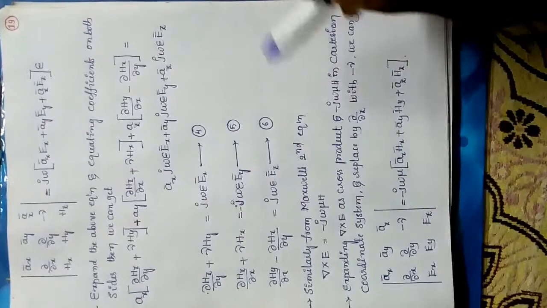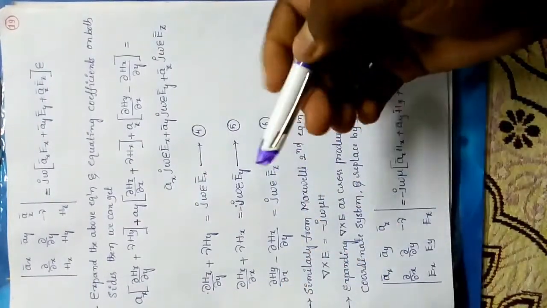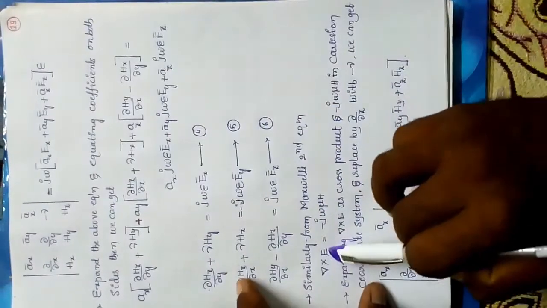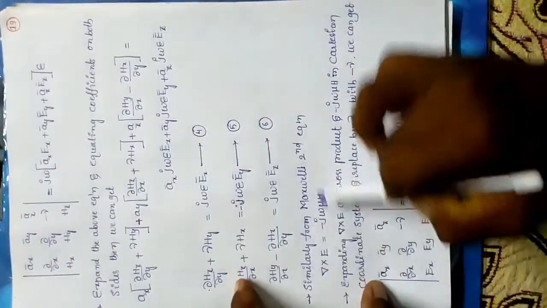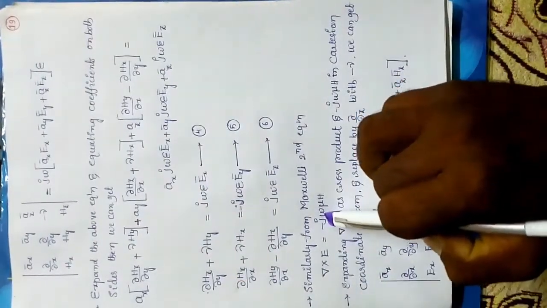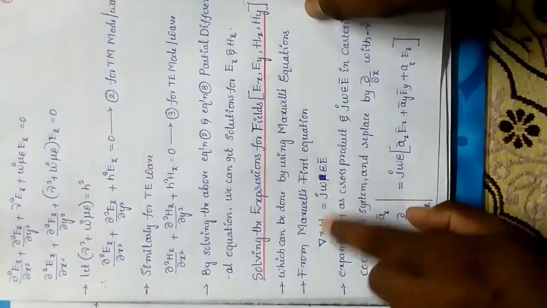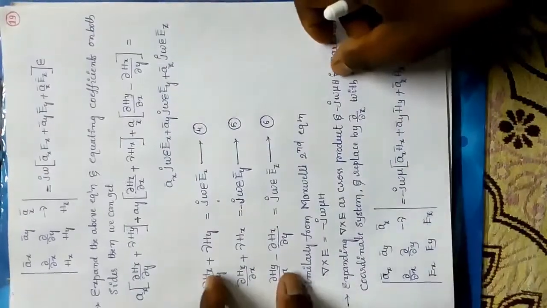Next, similarly, we are applying Maxwell's second equation. What is Maxwell's second equation? Del cross E is equal to minus j omega mu H. This is the second Maxwell's equation. We already saw the first Maxwell's equation. From this equation, solving some steps, we are getting like this only.